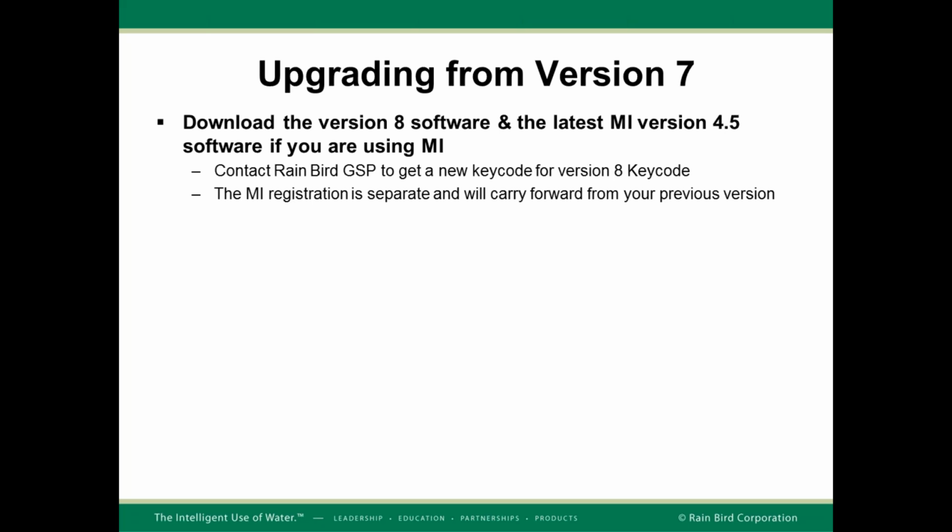First, you want to download the version 8 software and the latest MI version, which is 4.5, if you're using MI. When the software is available, it will be on the Rainbird Distributor website, and you can download it right from there, just like MI version 4.5 is already today. You'll want to contact GSP, Rainbird GSP, and get a new key code for version 8.